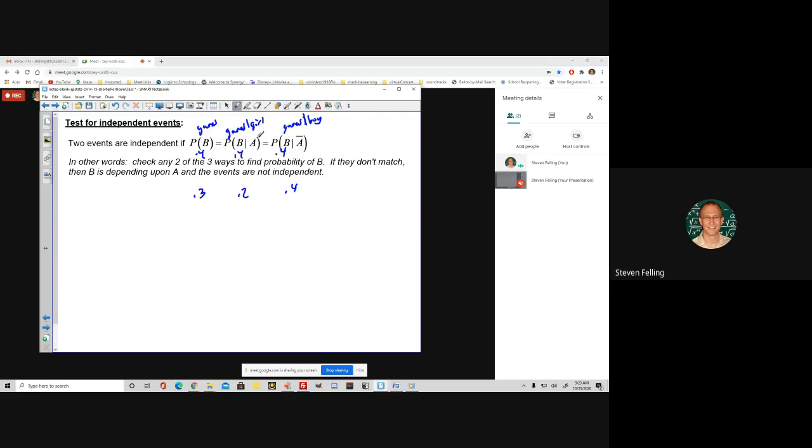So you don't actually have to find all three. You can pick any two of these events and find the probability. Check any two of the three ways to find the probability of one of the events. It doesn't matter which one. If they don't match, then that means they're independent.